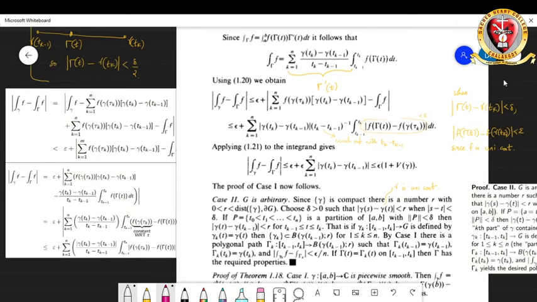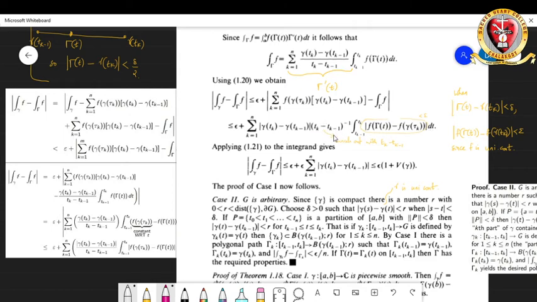This f is uniformly continuous, we know it. So when this modulus of capital gamma of t minus small gamma of tk is strictly less than delta, we get that modulus of f of capital gamma of t minus f of small gamma of tk is strictly less than epsilon, since this f is uniformly continuous. So you get an epsilon from here less than epsilon from here, and what remains is integral over tk minus 1 to tk dt.